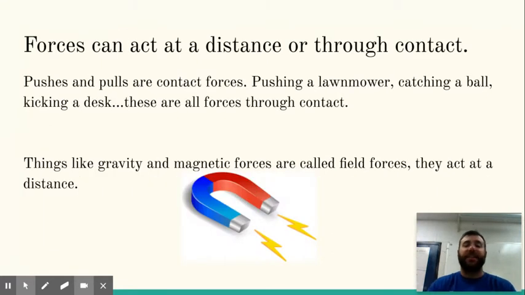So they can act at a distance or through contact. Pushes and pulls are contact forces: pushing a lawnmower, catching a ball, even pushing down on the desk or typing. Any of those are contact forces. But things like gravity, things like magnets, those are called field forces. Anything that acts over a distance is called a field force.